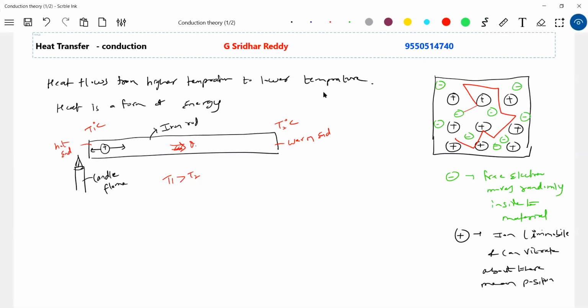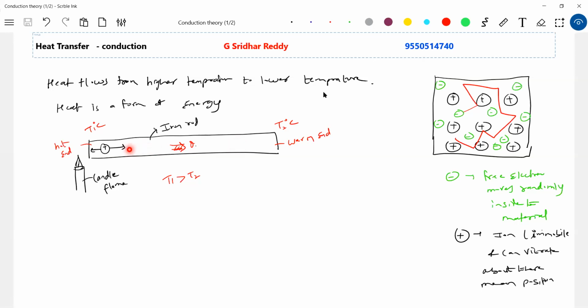So as it vibrates, what does it do? It will disturb the adjacent atoms and they will also start vibrating. Like that, the vibrations will be transferred from one end to another end. The disturbance, or you can say the flow of energy, starts occurring. And what about electrons? Electrons will move towards right, towards left, but the net flow will be towards right.